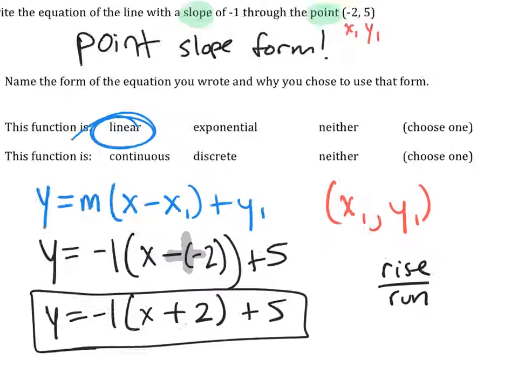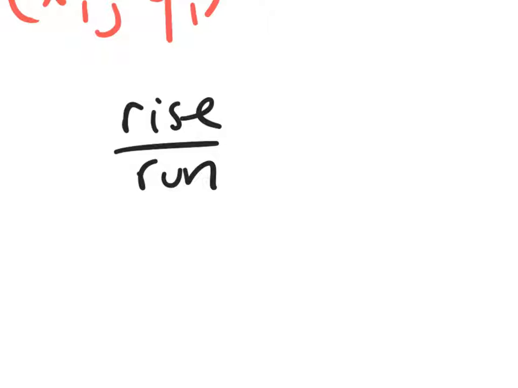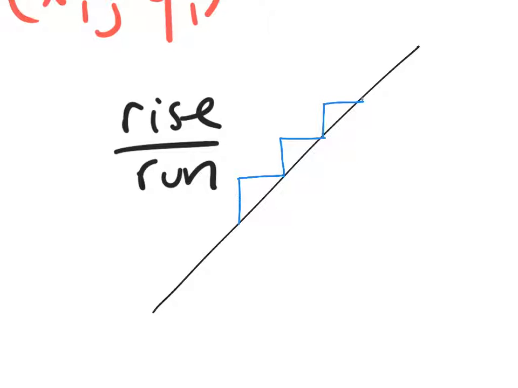So with a linear equation, let me just zoom in on this over here. With a linear equation, I've got my rise going up and my run going over. Rise going up, run going over. So my slope on a linear equation is constant.